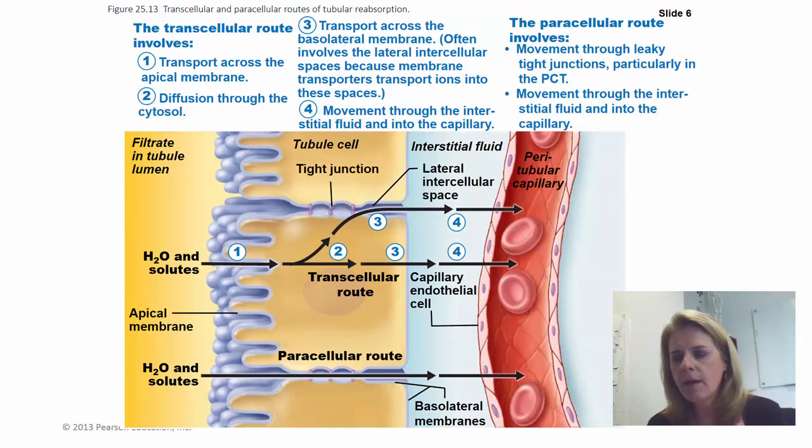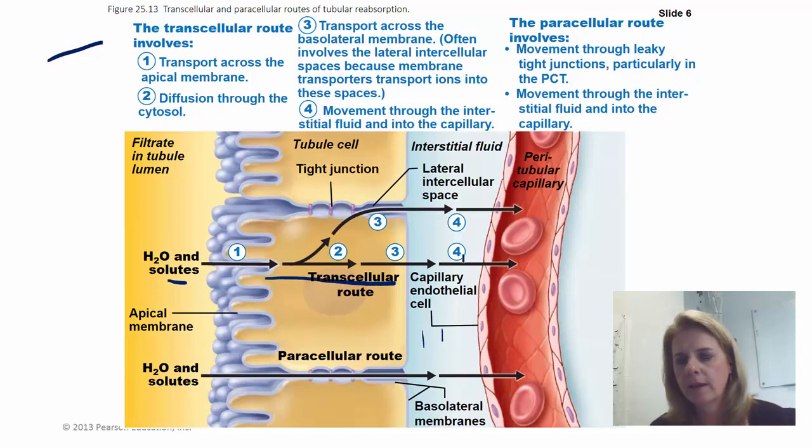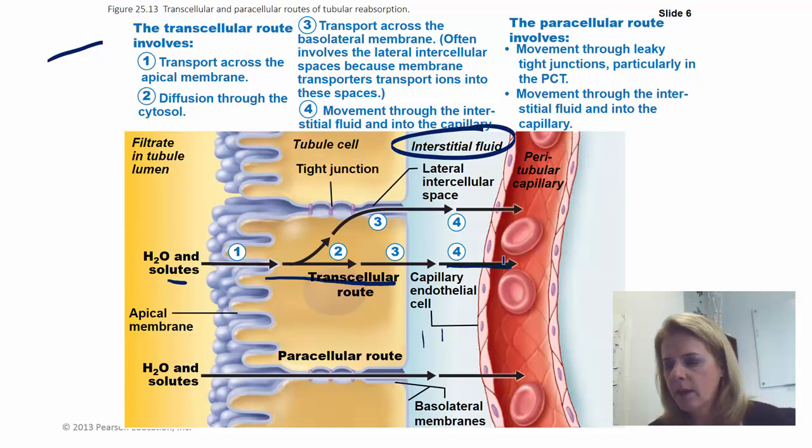So when you're talking about how these things move back into the blood, remember, this is that second set of capillaries that are going to be around the tubules, the peritubular capillaries or the vasa recta around the loop of Henle. Things are moving from the filtrate back to the blood, and they can move in several different ways. There's the transcellular route, and that means it goes across the membrane, right? So it goes through the cell, so water and solutes can go through the cells themselves, and then there's always going to be an intercellular space, kind of interstitial fluid, if you will, between those cells and the blood, and it goes right into the blood.